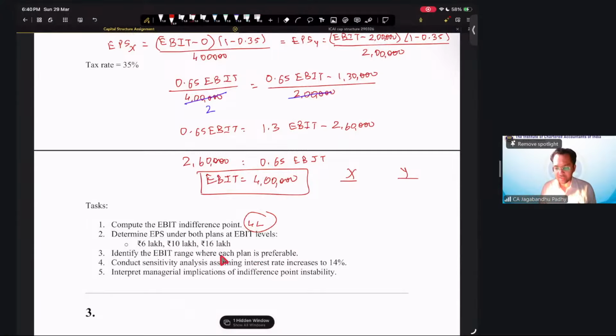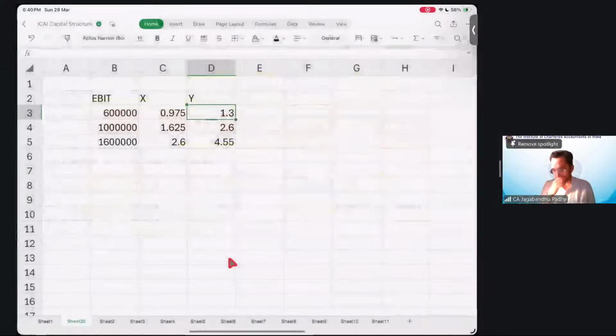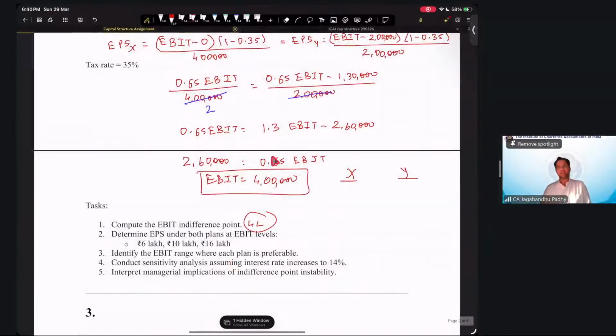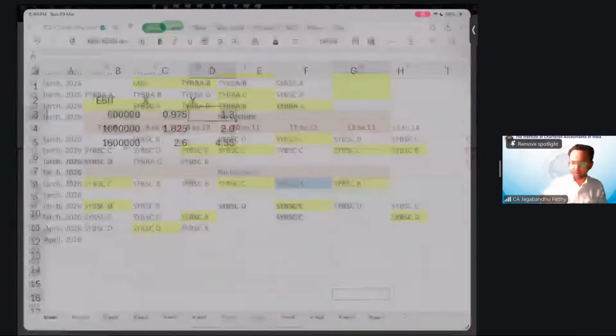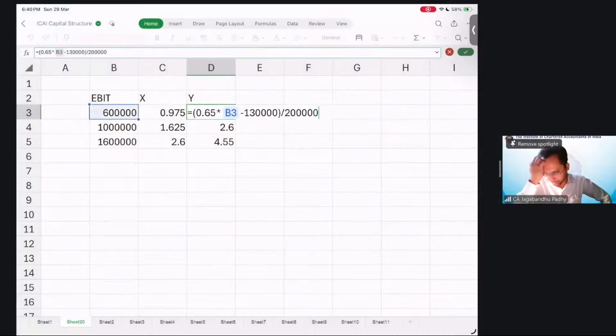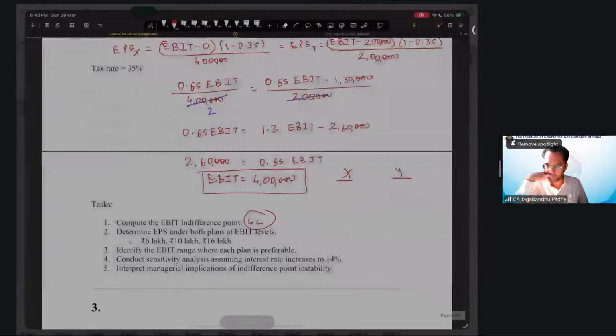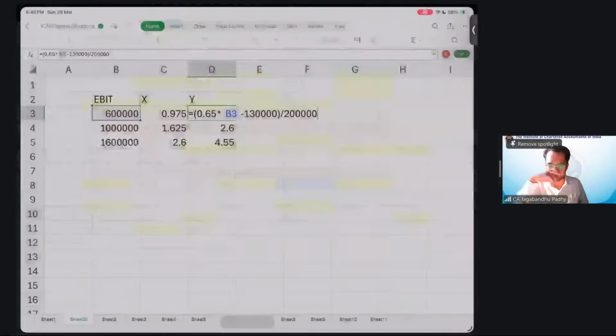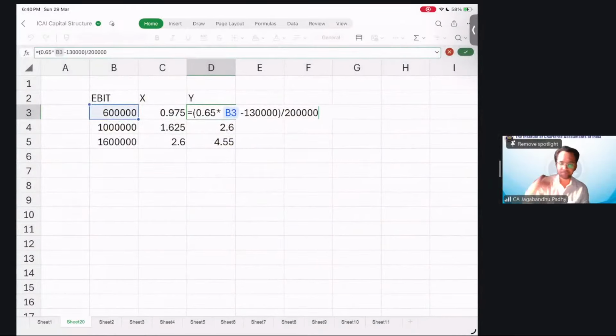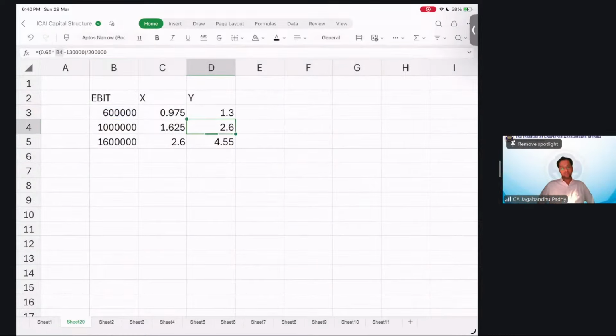Determine the EBIT range where each plan is preferable. Now, that's quite easy. EBIT is 4 lakh. Not for plan Y, we're getting something else for plan Y. Or are you not done yet with plan Y?